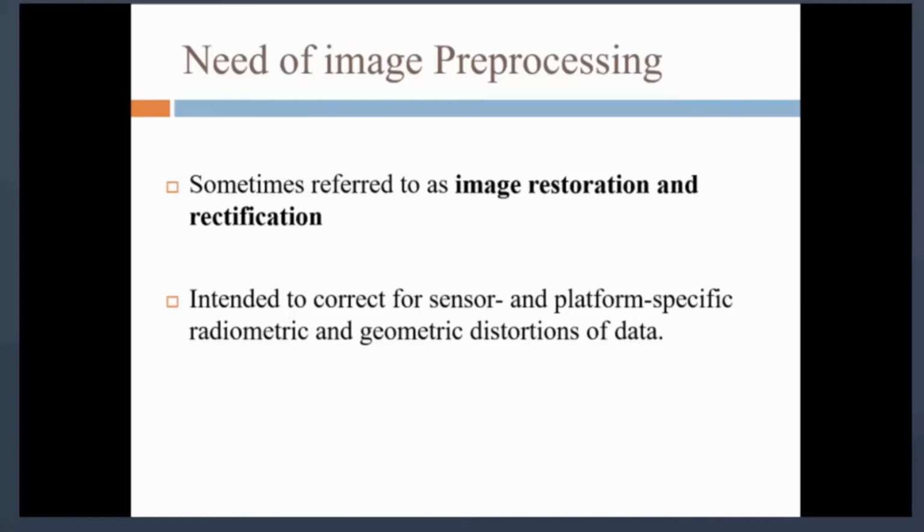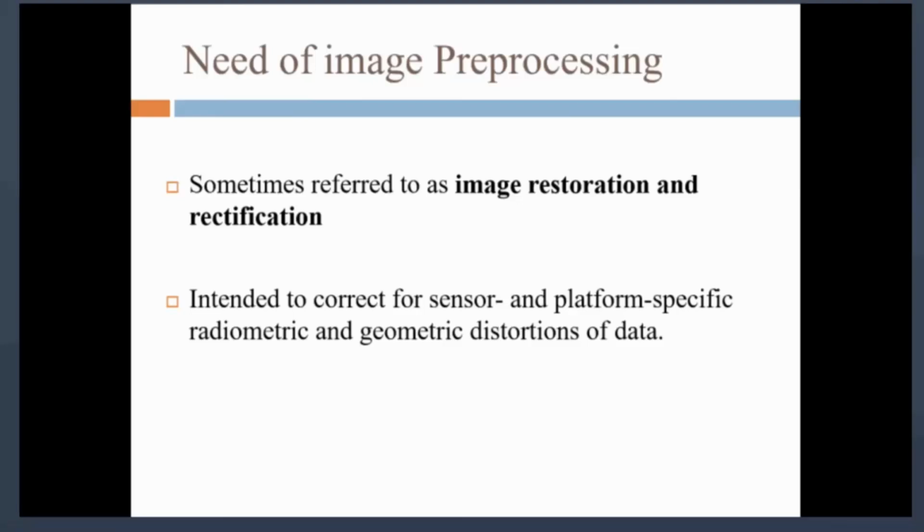Now there can be two types of distortions in any kind of remote sensing data. One could be radiometric and the other could be geometric. Radiometric, as the name suggests, if there is a change in the digital number value of any remote sensing image from its actual value, that is a radiometric error.